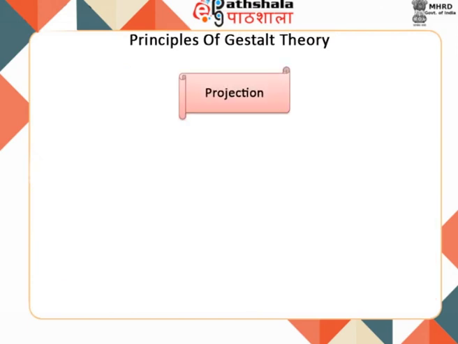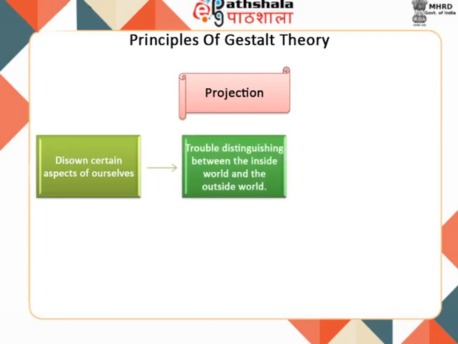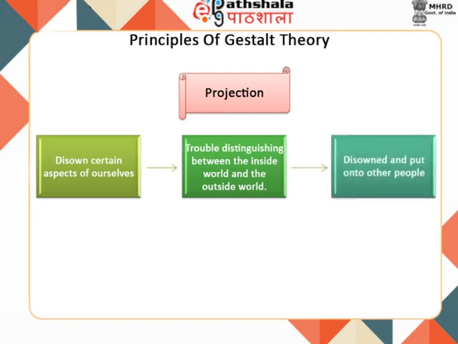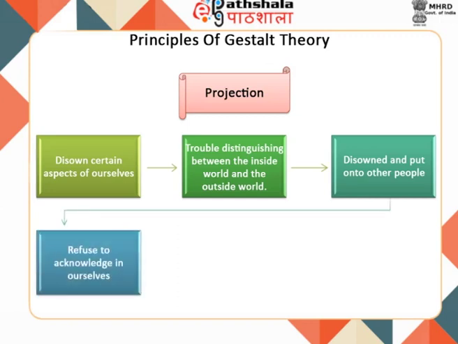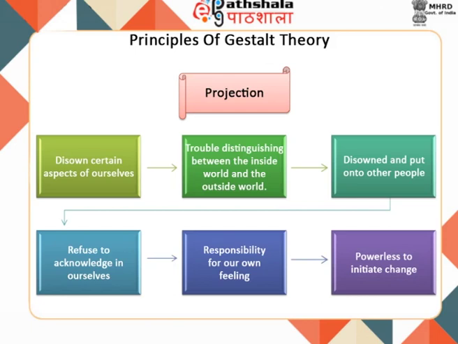Projection is the reverse of introjection. In projection, we disown certain aspects of ourselves by assigning them to the environment. When we are projecting, we have trouble distinguishing between the inside world and the outside world. Those attributes of our personality that are inconsistent with our self-image are disowned and put onto other people. By seeing in others the very qualities that we refuse to acknowledge in ourselves, we avoid taking responsibility for our own feelings and the person who we are, and this keeps us powerless to initiate change.